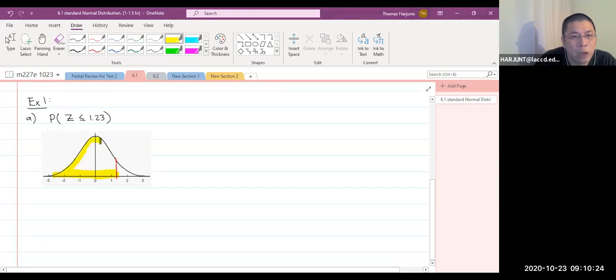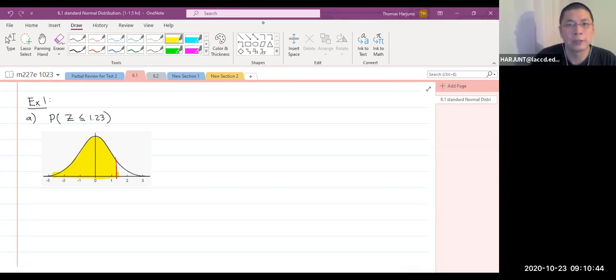Now, your calculator cannot compute the probability of an event. However, our calculator will be able to give you this area. Okay, now let's grab your calculator, TI-84, I assume, even though TI-83 will function the same way in this case.